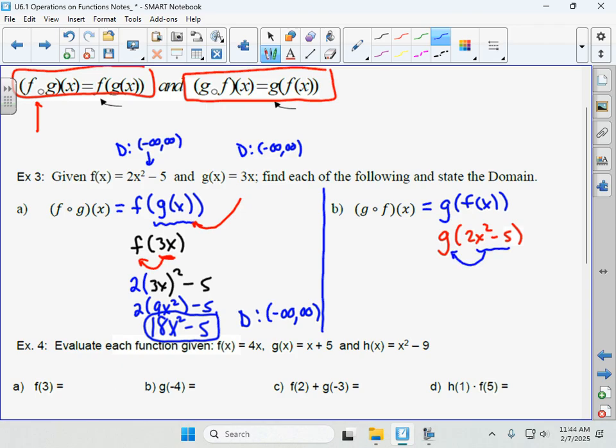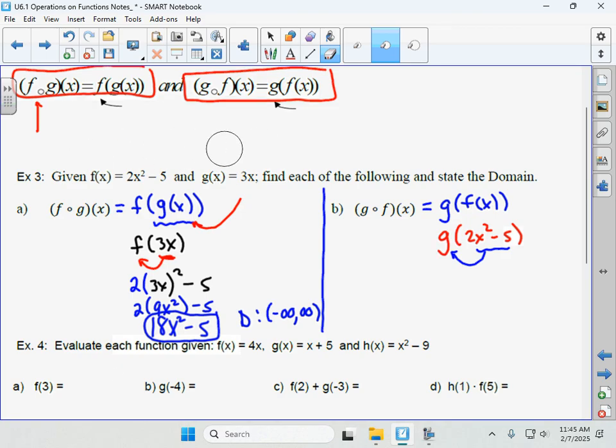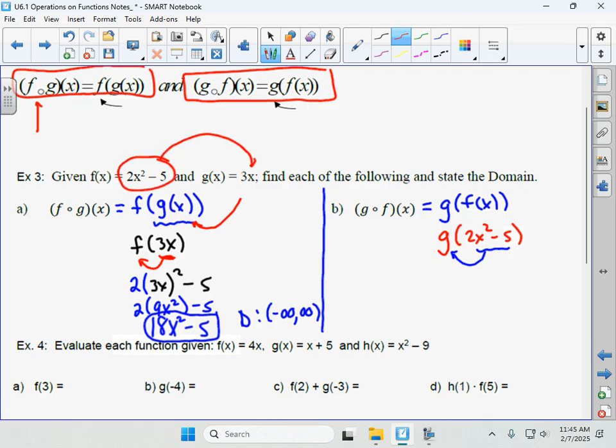So again, if you look, the f of x function was 2x squared minus 5. So I'm taking 2x squared minus 5 and substituting it in for x in the g function. So that's what I'm going to do here. It says do 3 times whatever you're substituting in, so it's 3 times (2x squared minus 5). Now I can distribute the 3 in. So that's 6x squared minus 15.